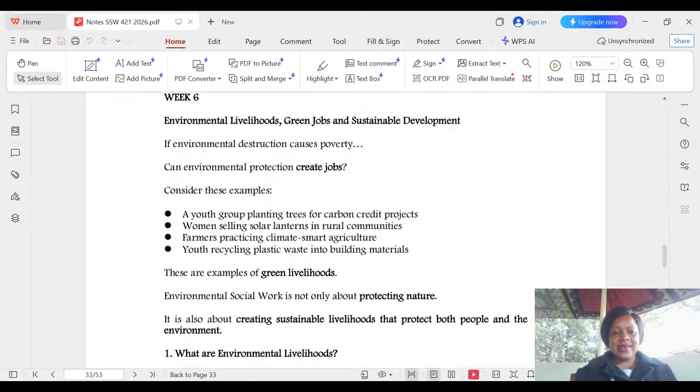So let's look at ways in which the environment can be able to address the issue of poverty, or can be able to create jobs or opportunities that would be beneficial to the population, okay, or to society. So I put for you some examples here. We have a youth group planting trees for carbon credit projects.